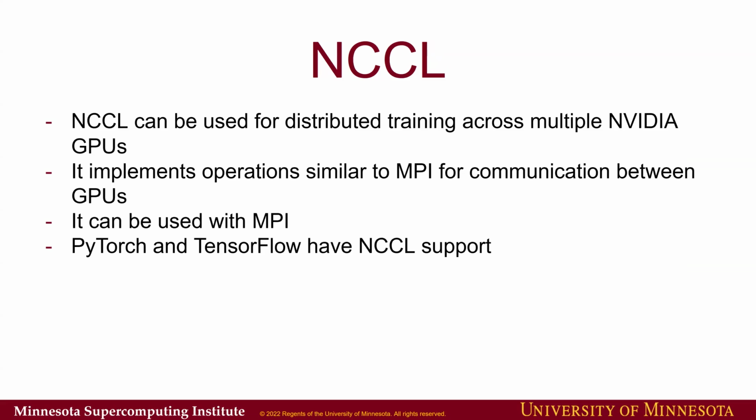NCCL can be used for distributed training across multiple NVIDIA GPUs. It implements operations that are similar to MPI, the message passing interface, for doing communication between GPUs. It can also be used in conjunction with MPI. MPI is normally for CPUs. Similarly to CUDA itself, PyTorch and TensorFlow have NCCL support. So when you're doing things like distributed training, you probably don't have to be aware of exactly what NCCL is doing. It'll happen in the backend, but it's good to know what it is so you know what's going on.